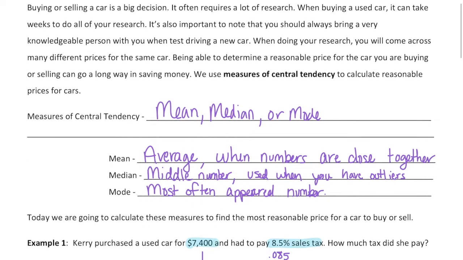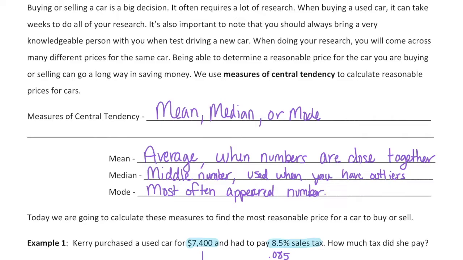So we started off with mean, median, and mode. Those are the measures of central tendency, which we can use to calculate reasonable prices or reasonable things for our data. Mean is the average, where you add them all up and divide by however many there are. The median is the middle number, and then the mode is the most often appeared number.